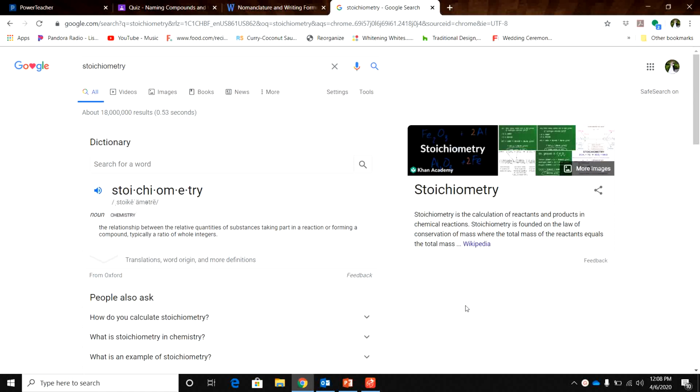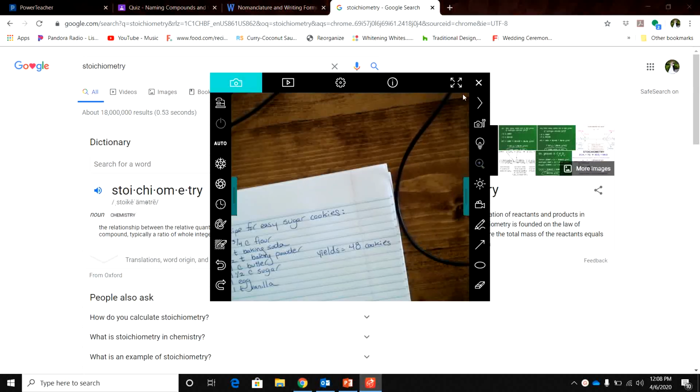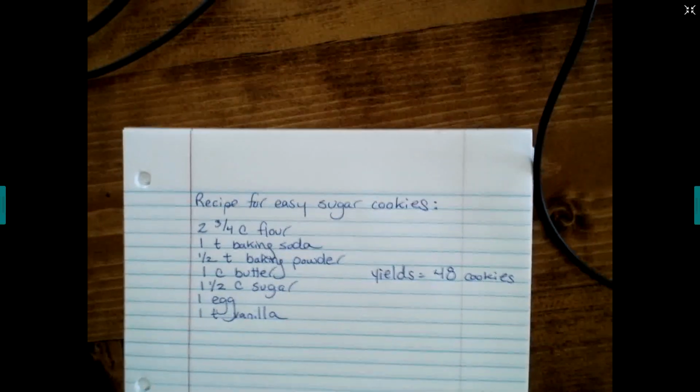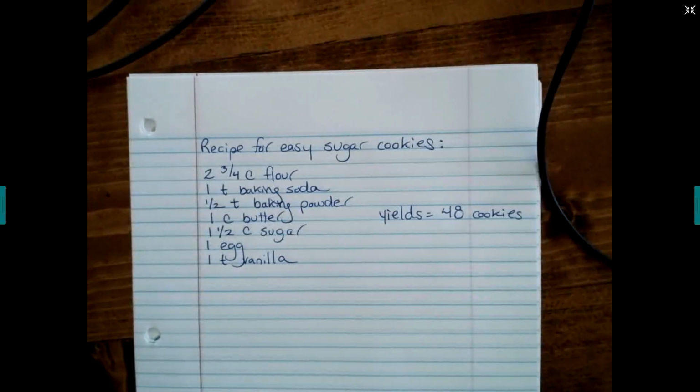So again, that may not make a ton of sense, so to simplify it even further, I'm going to show you a simple recipe. This is a recipe for sugar cookies, and if you combine all these ingredients and bake them, you should produce 48 cookies. Well, that's a lot of cookies. So let's say you don't want 48 cookies. Let's say instead of 48, you only want to make a dozen. You only want to make 12.